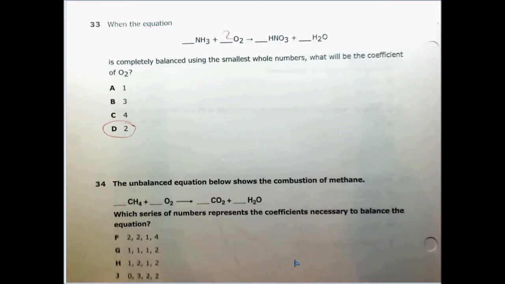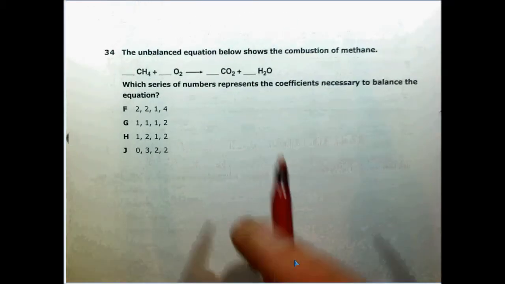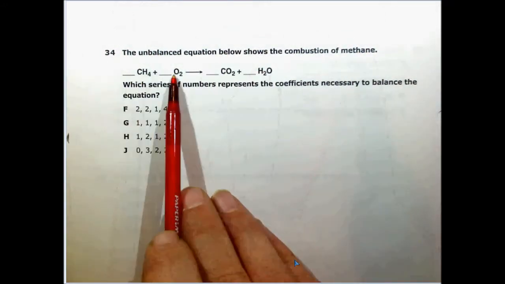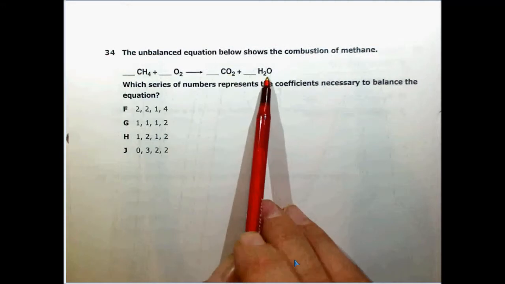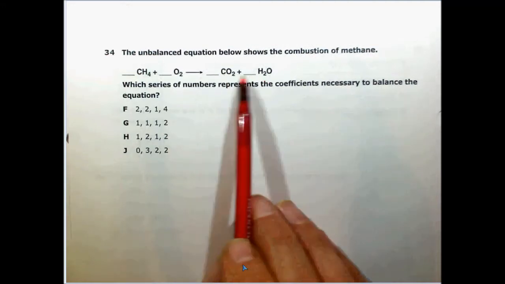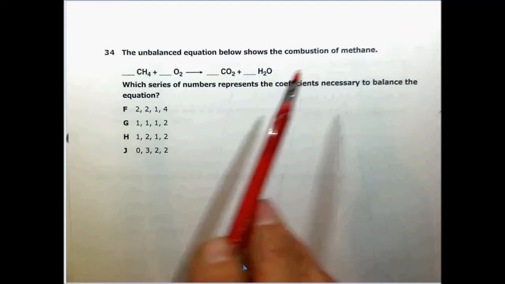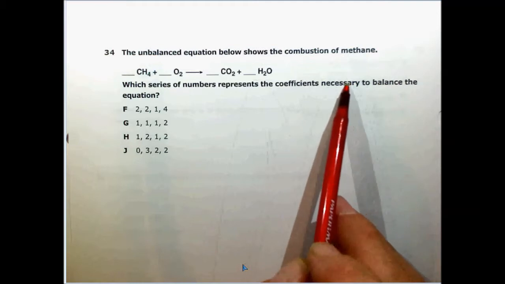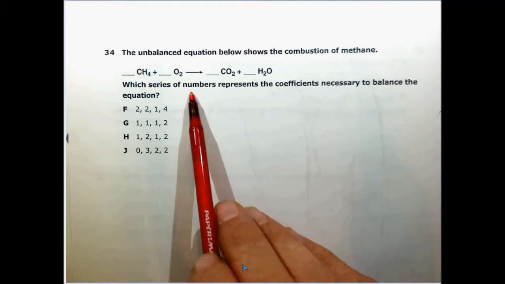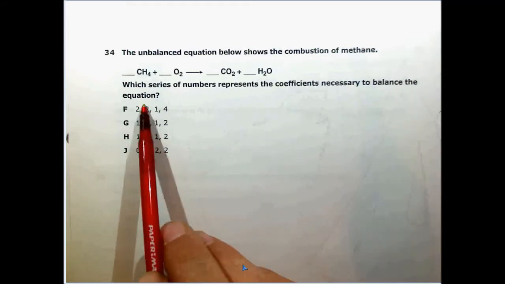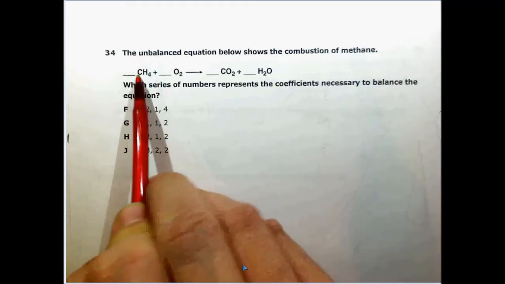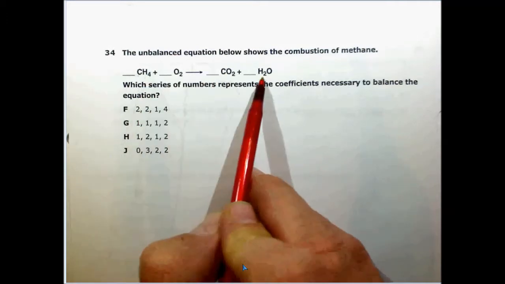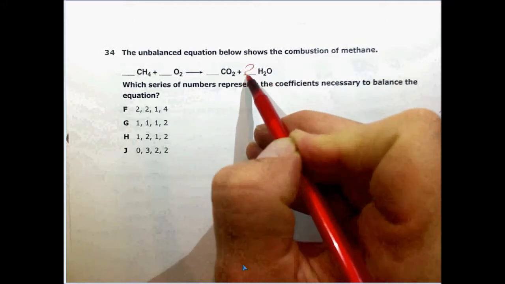I think we've seen this one before. This unbalanced equation shows the combustion of methane. CH4 plus oxygen yields CO2 and water. Any combustion reaction has products of carbon dioxide and water. Which series of numbers represents the coefficients necessary to balance the equation? Let's take a look and see. We have 1 carbon on this side and 1 on this side. That's good. We have 4 hydrogens on this side, but only 2 here. So we're going to have to multiply this number by 2.